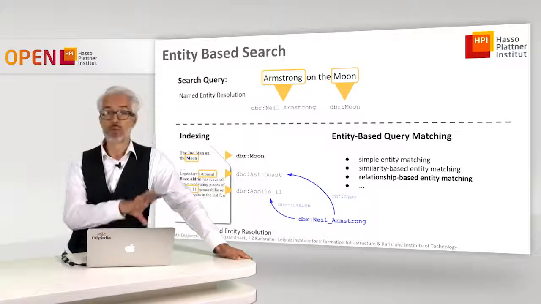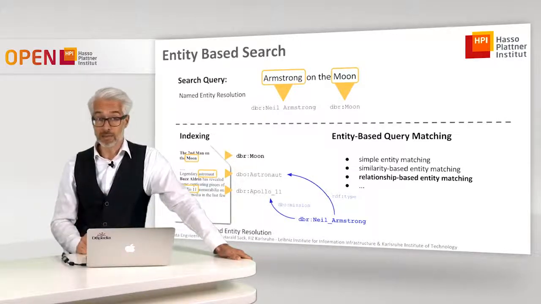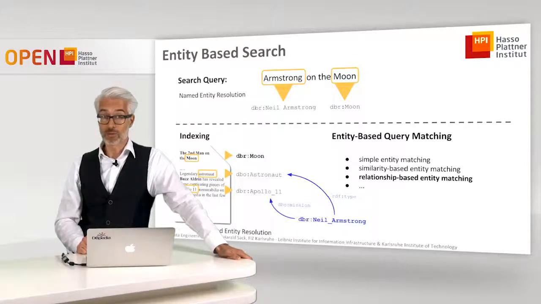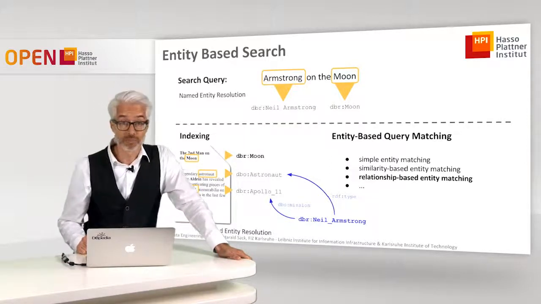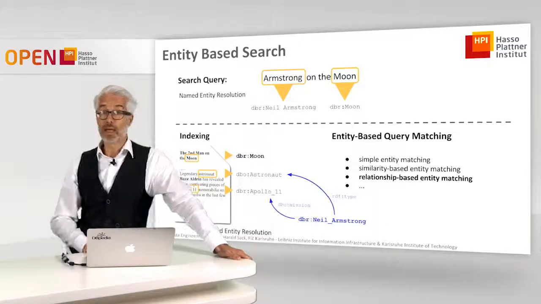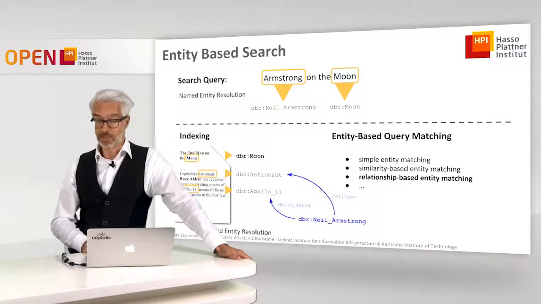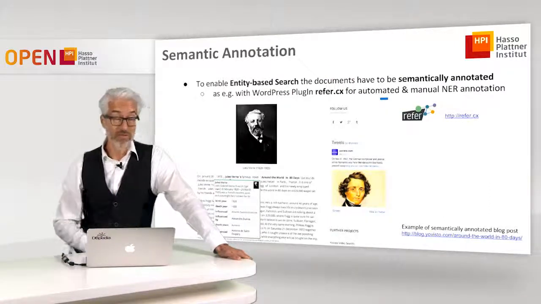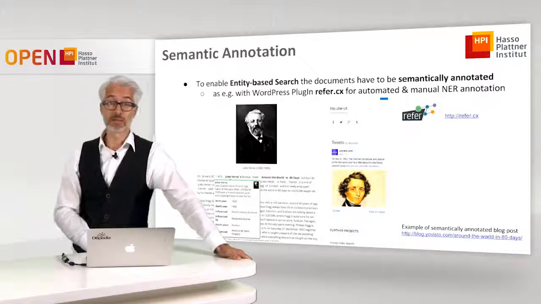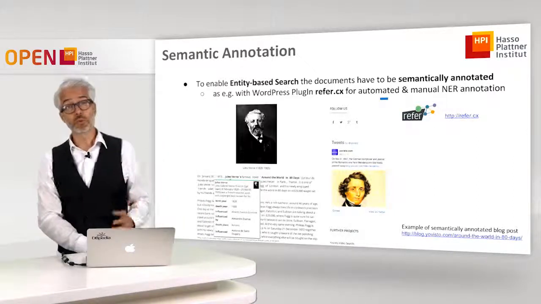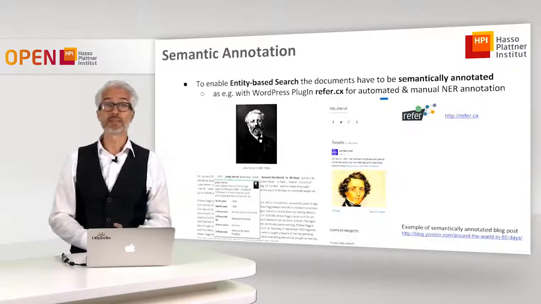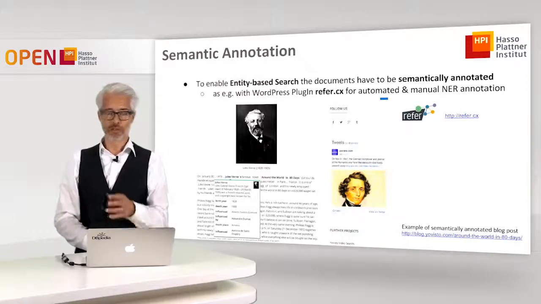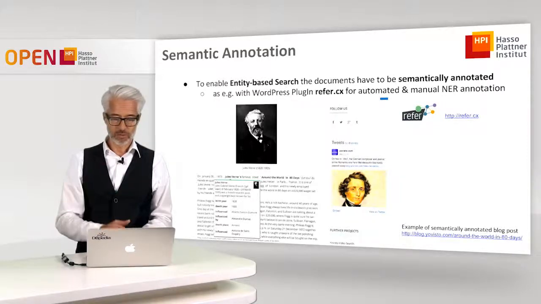So you see, recall or completeness of your search result might be enhanced based on so-called entity-based search. But to enable this, your documents must be semantically analyzed or semantically annotated. Therefore, for the rest of this part of the lecture, I will show you a tool with which you can semantically annotate your documents. This tool is called Refer. You have a link here where you can get to this tool.